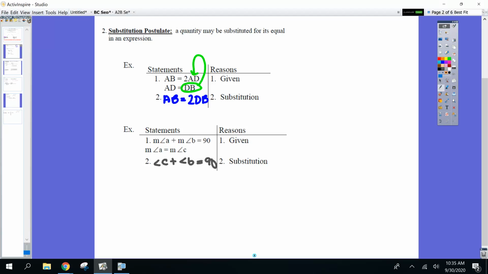Great job. Where'd you get that from? Right here, guys, take a look. She took angle C, and boom, substituted it in for A. All good. Substitution.